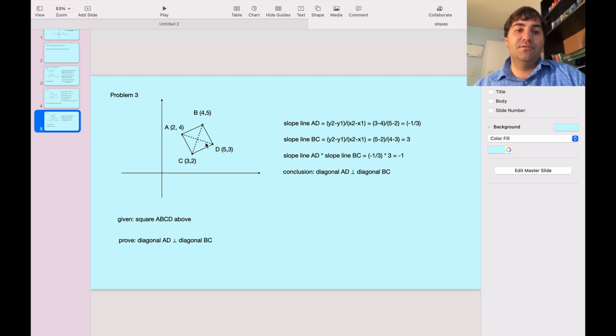So remember, a diagonal is a segment joining two non-adjacent vertices in a polygon, and a four-sided polygon is a quadrilateral. So I'll talk more about polygons later. So just remember that they're non-adjacent, right? The adjacent vertices to A would be B and C, and adjacent is just a fancy way of saying next to. So we want to determine if these diagonals are perpendicular.